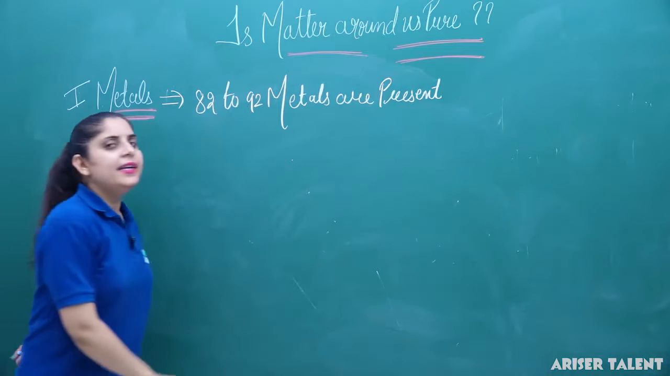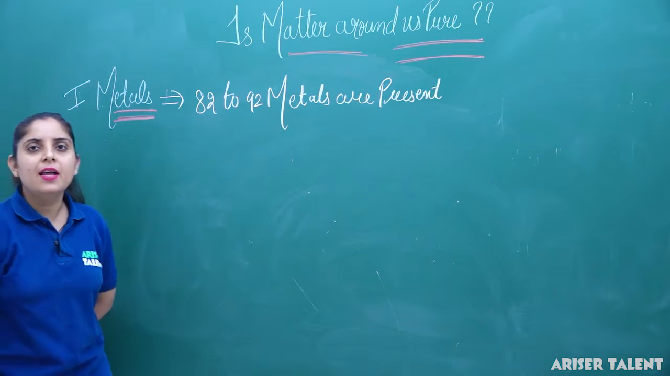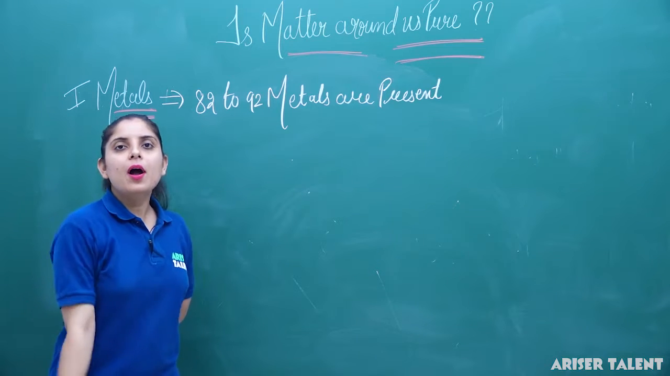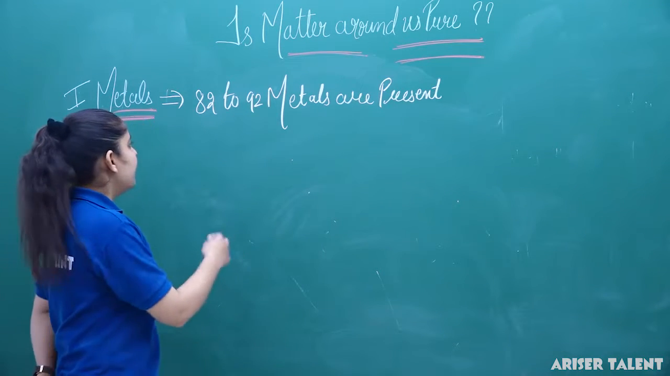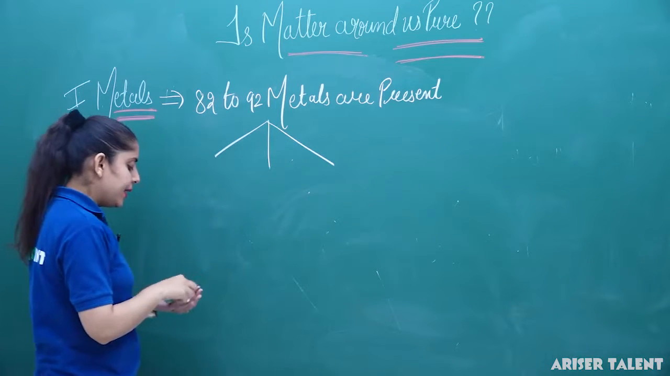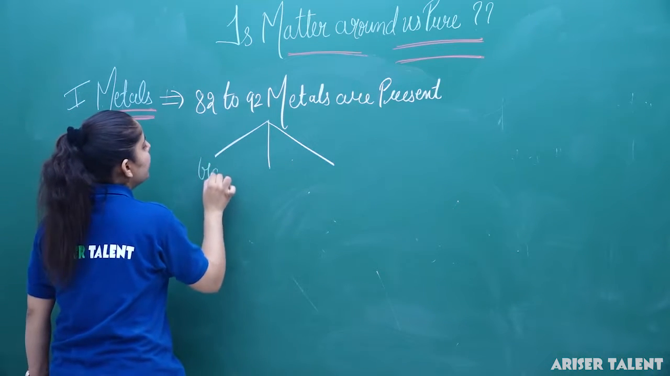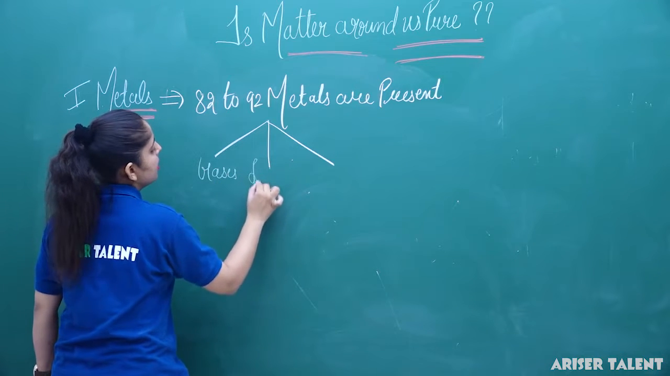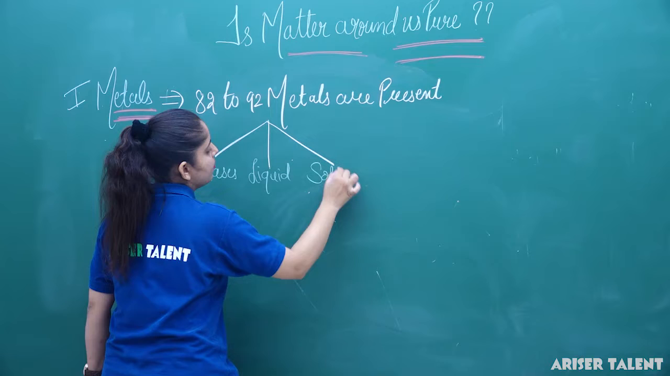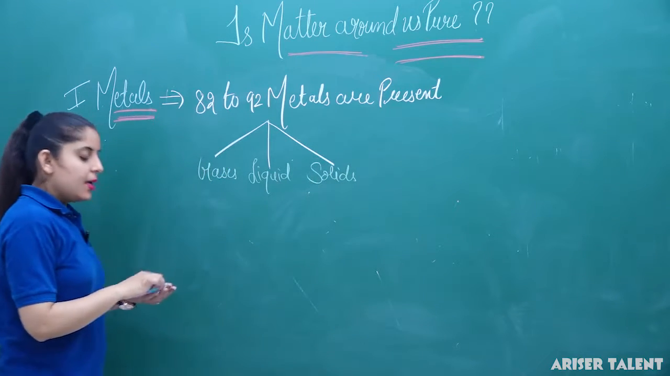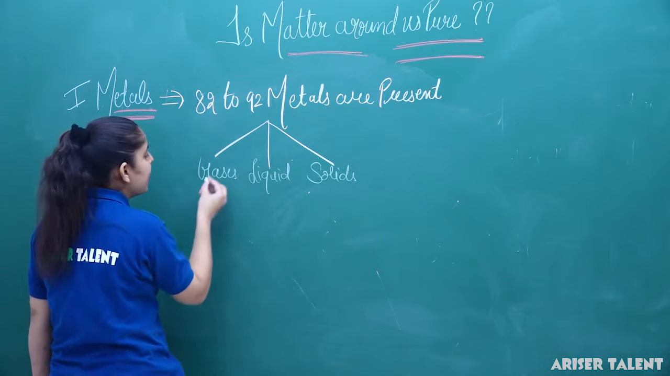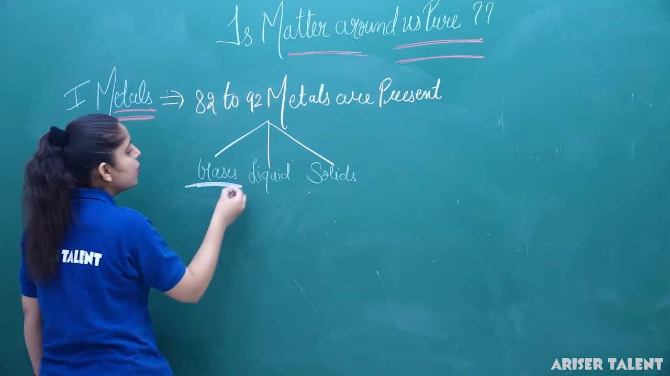Clear? About 82 to 92 metals are present, among which almost all are solid metals, but a few are liquid and gases, and that I am showing here. So this is classified into three categories. Firstly I am going to deal with the gases, liquids and solids.